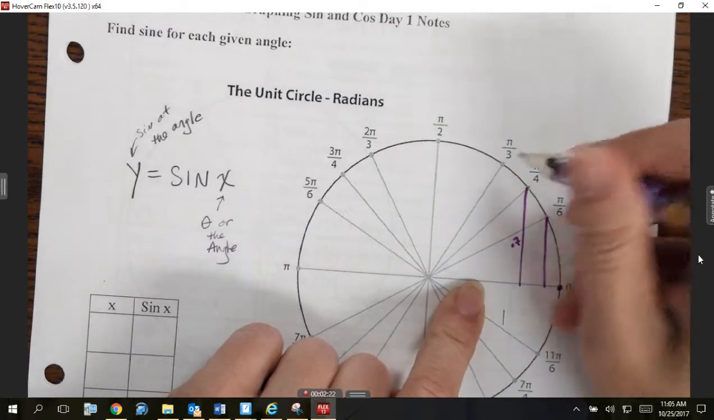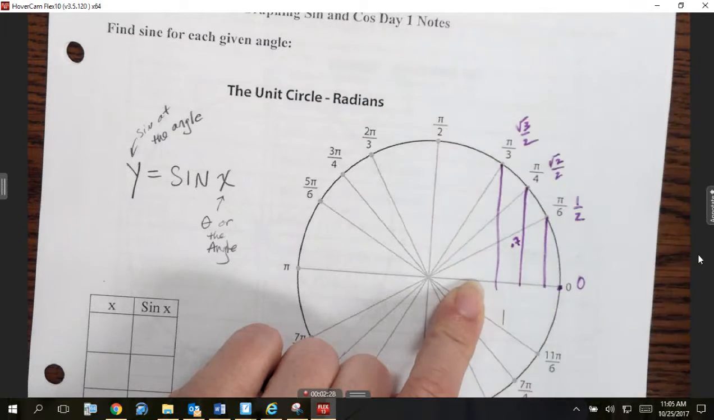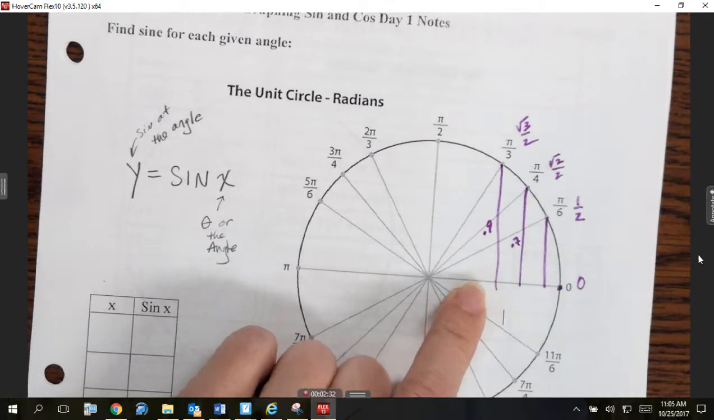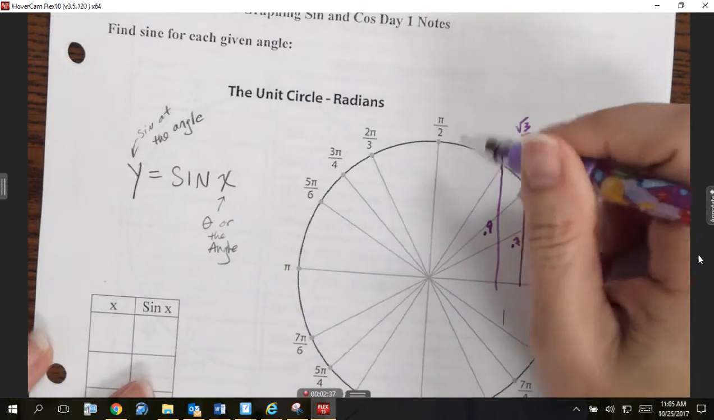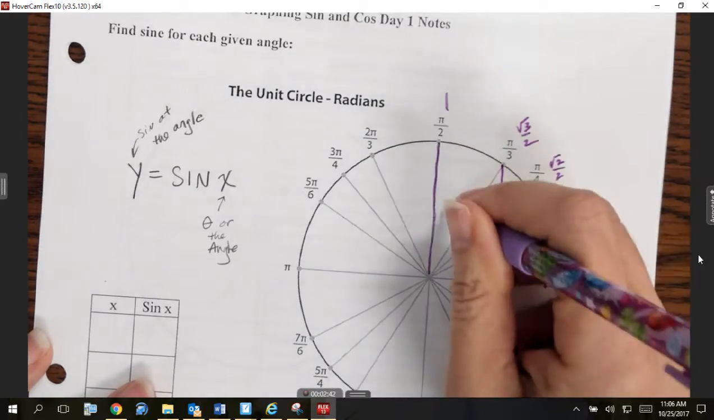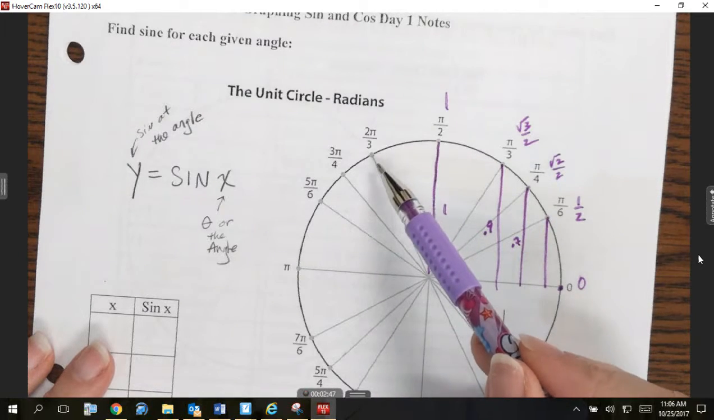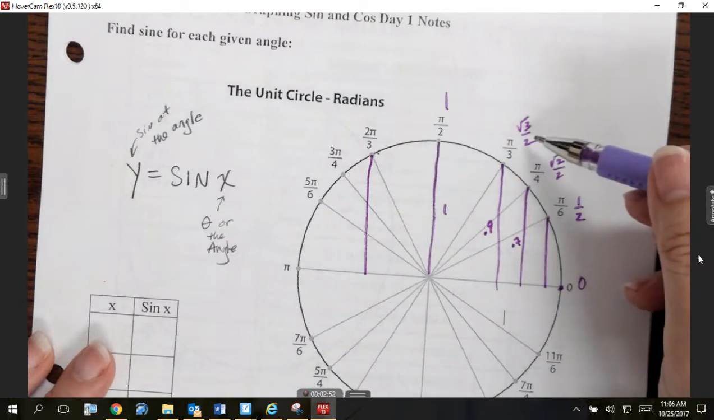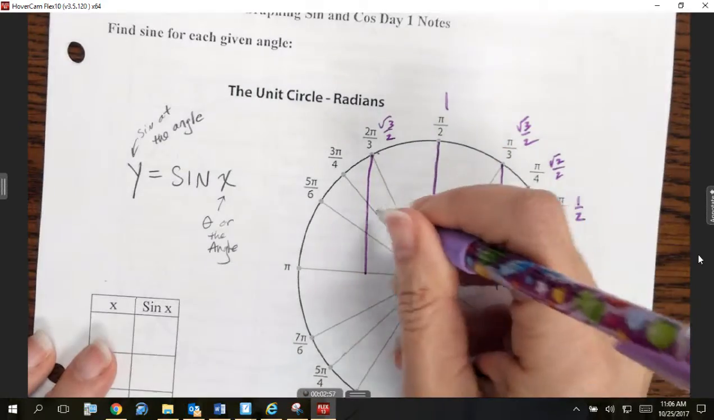Then the next y value is radical 3 over 2. And what is that as a decimal? About 0.9-ish, 0.85, something like around that. And then the next y value at pi over 2 is 1. And then we keep going around the circle, and our next y value is going to be at 2 pi over 3. So we're looking at the y value, which is also radical 3 over 2, or 0.9-ish.